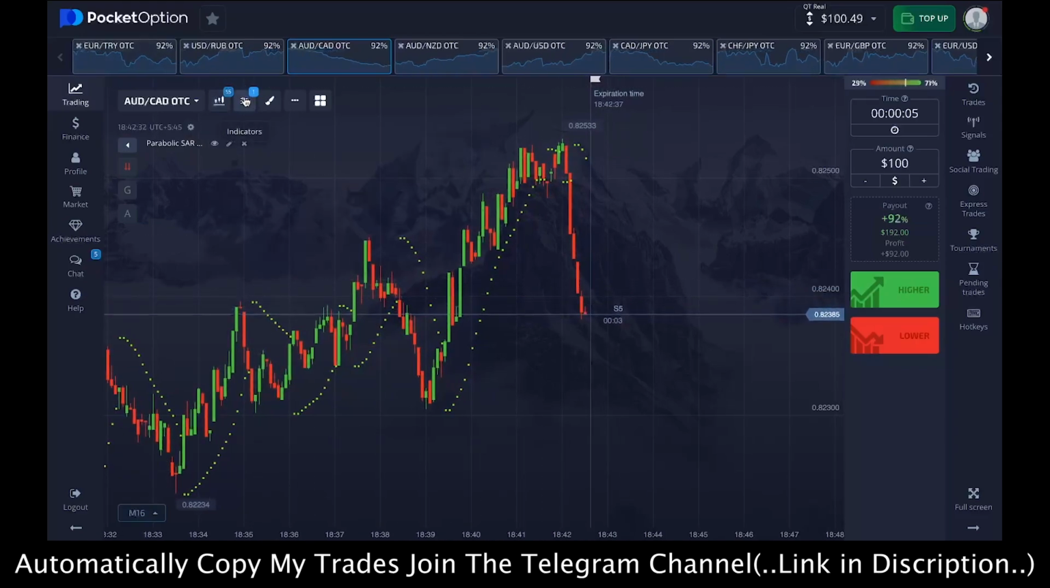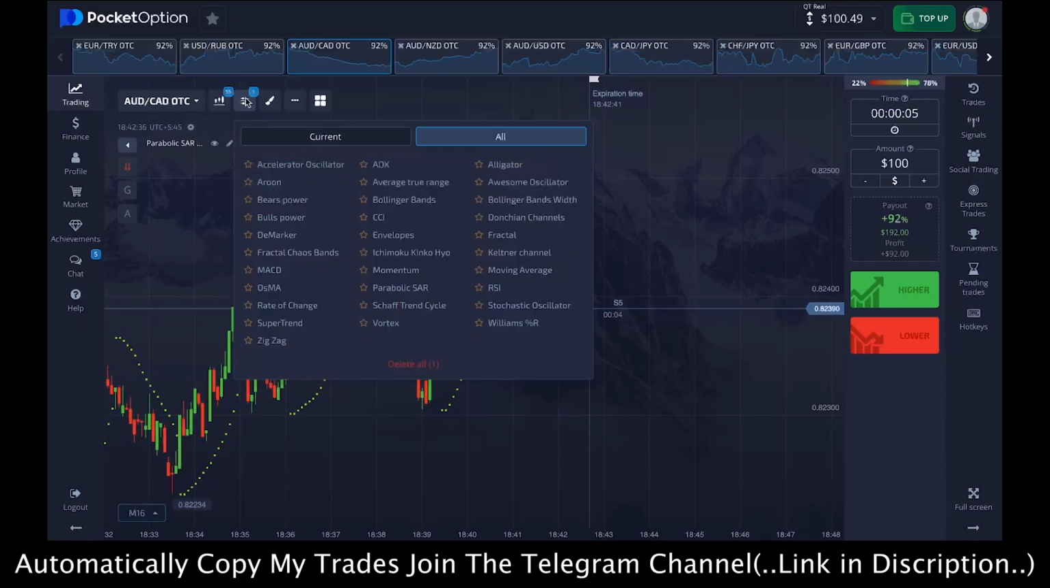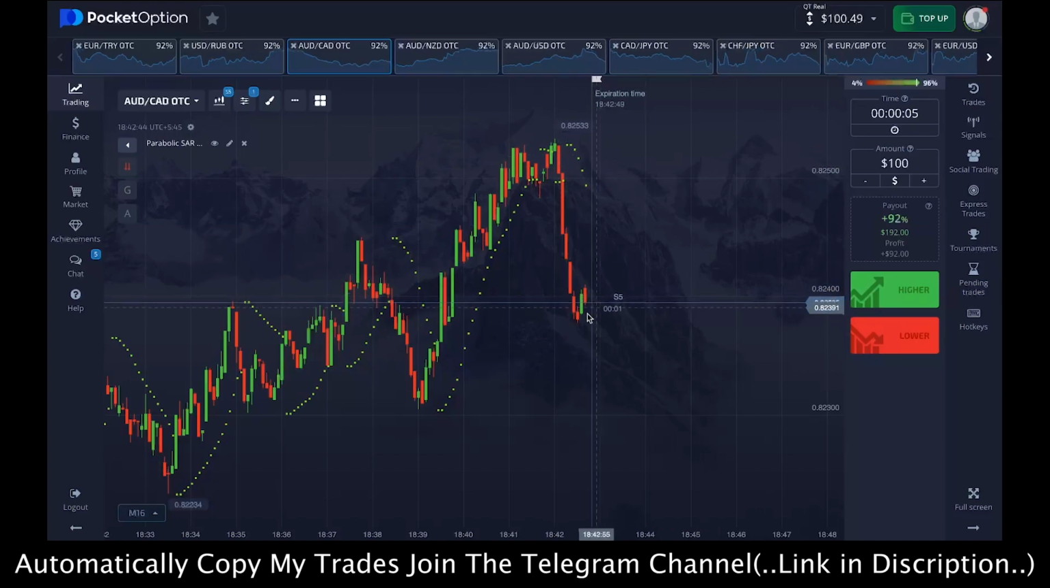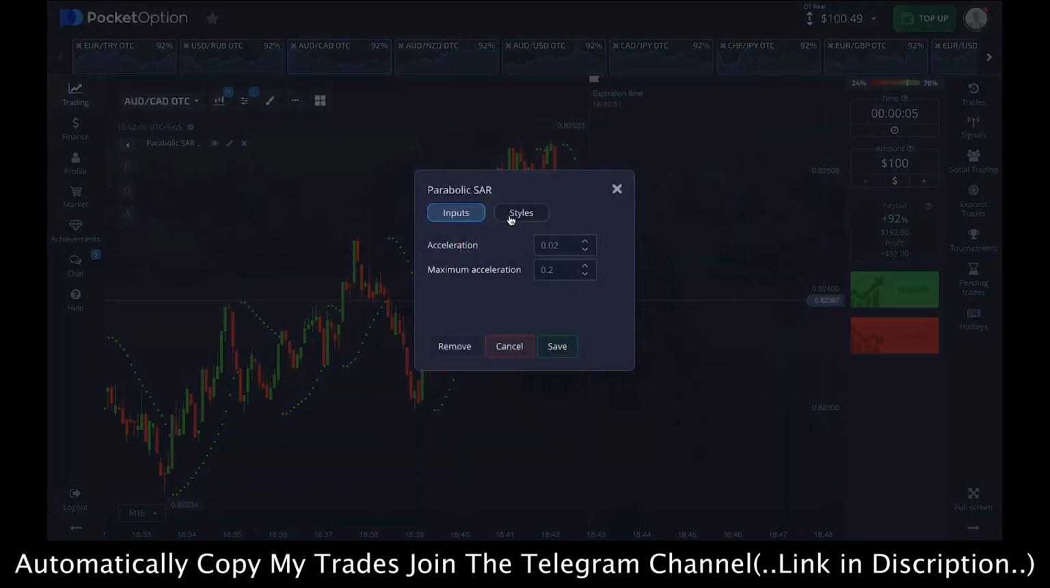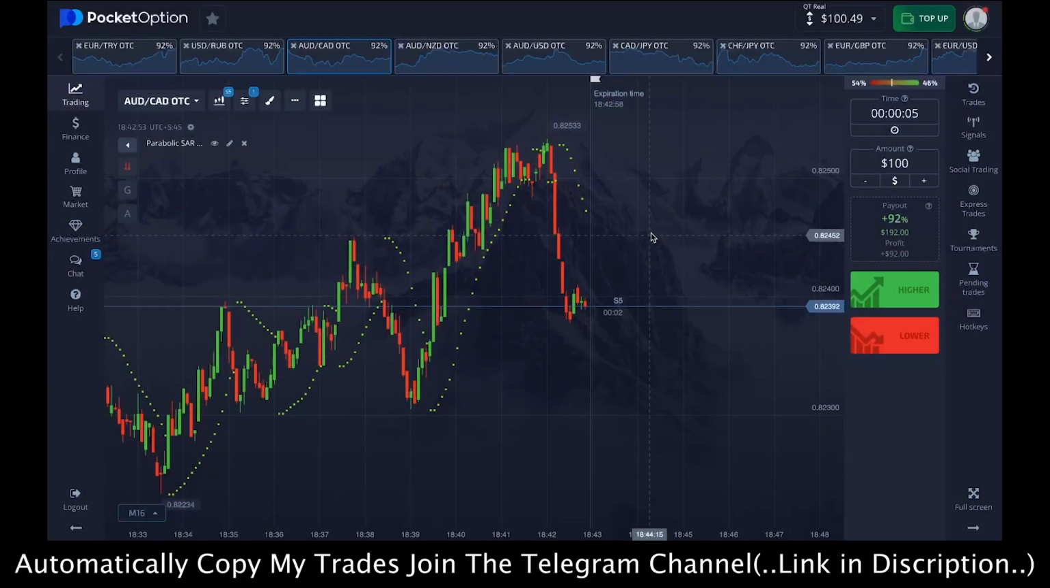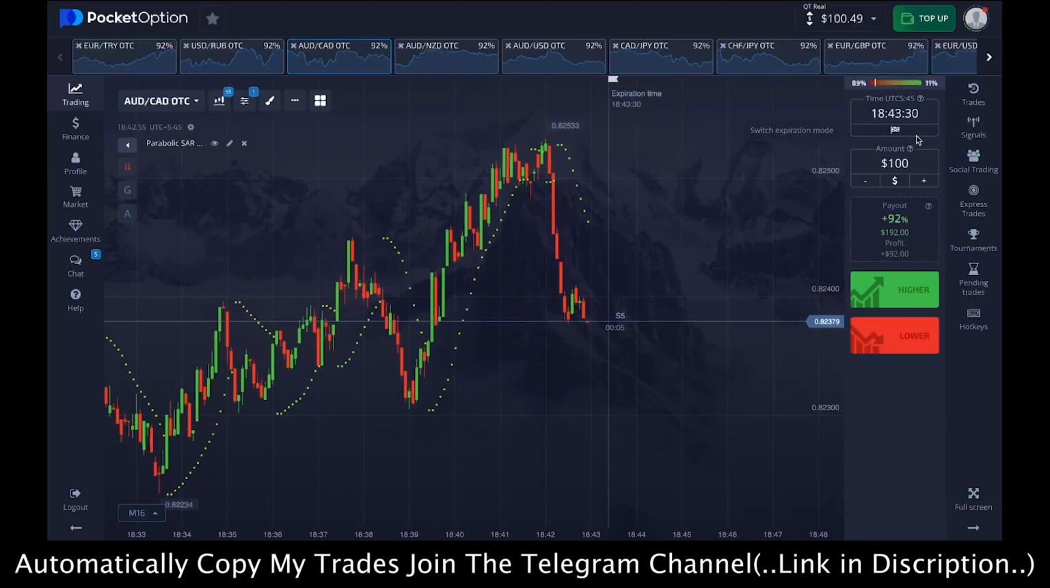Now once you do this, just click on indicators. Now see where the Parabolic SAR is. Wherever you see it, just click on it. Okay, once you click that Parabolic SAR indicator, it will appear here. Now you don't need to make any changes to its settings, it's already fine.